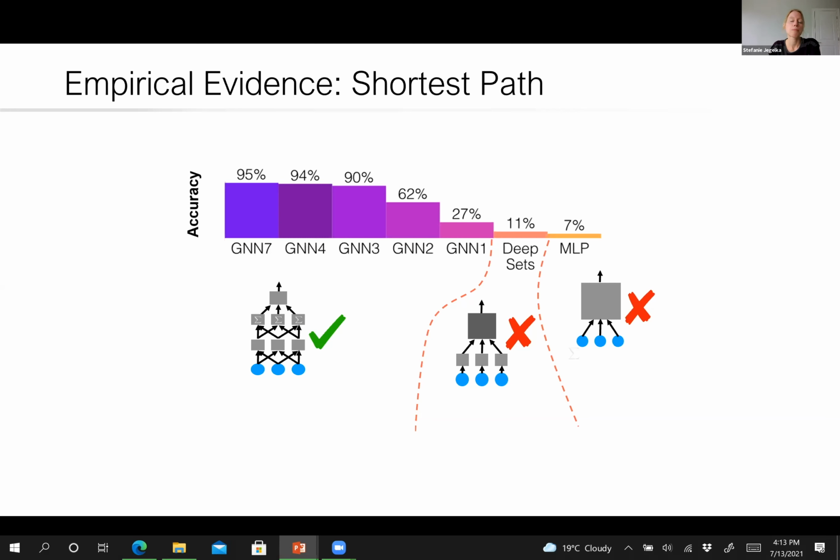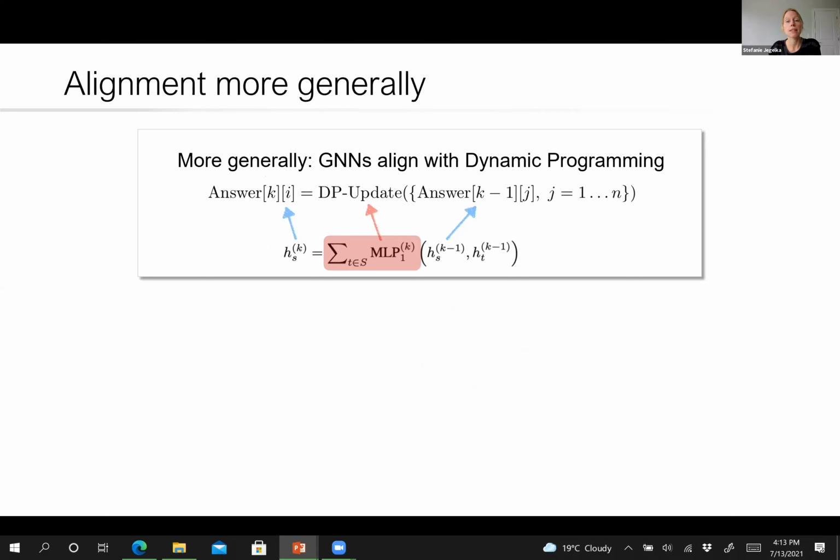But this is one piece of empirical evidence. You can see this on other tasks as well. Let me try to formalize this a little bit more. And this is also the basis for the second half of my talk. More generally, the idea of alignment extends between graph neural networks and many dynamic programming tasks, where you have a state for each item, and then you update that state via a simple function of the other items' previous states. Here K is the iteration, and J indexes the other items.